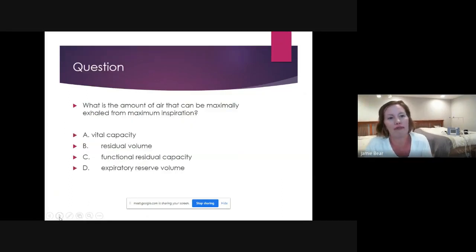Okay, so just an example question that you could see from NBRC is, what is the amount of air that can be maximally exhaled from a maximal inspiration? And of course, that would be your vital capacity.